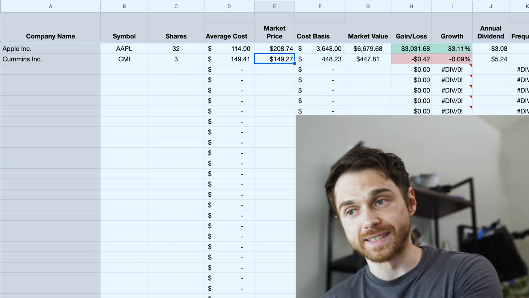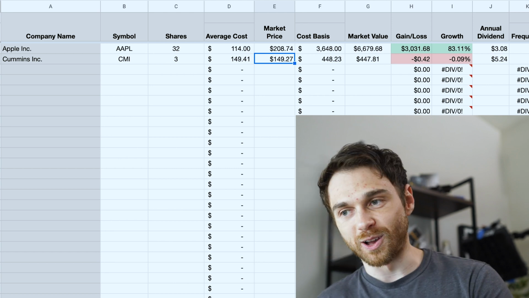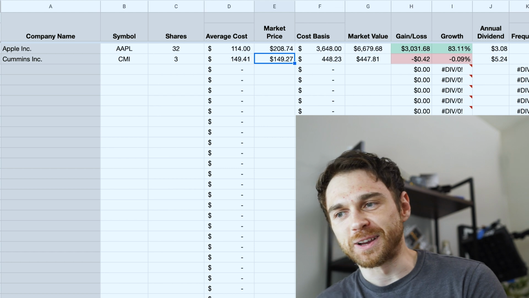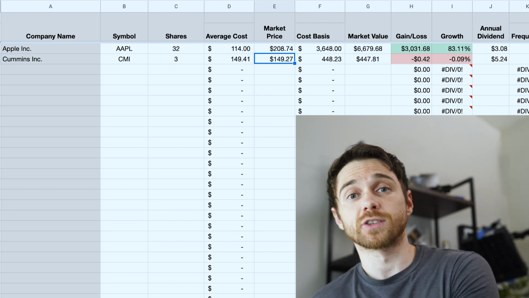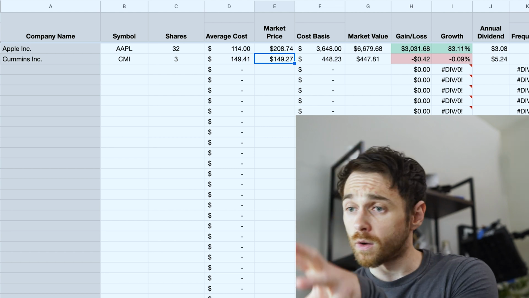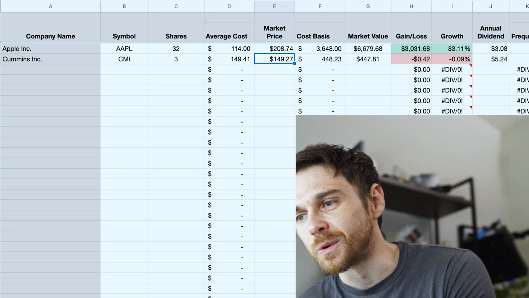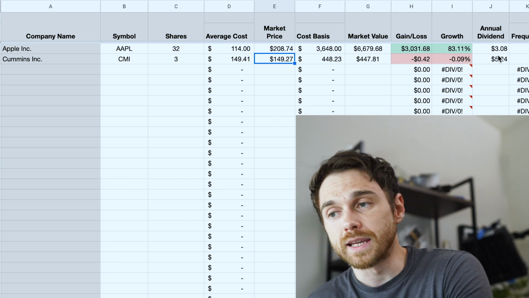So the rest of it is the same, except look at that, the gain and loss. It shows me that I have lost 42 pennies on this stock. Not a big deal, but it shows me that it's red. So it's kind of nice to see, oh, this one's maybe underperforming. I just recently bought Cummins, so not a big deal. And again, it shows me the annual dividend.